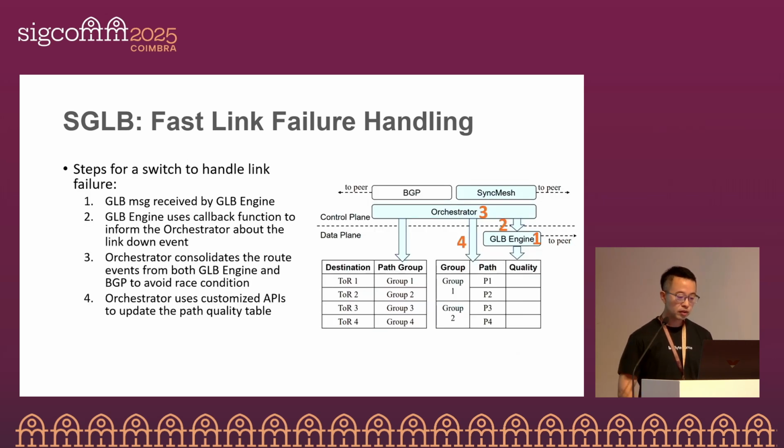Below are the steps for the switch to handle the link failure. First, the GLB message has to arrive at the GLB engine. And second, the GLB engine uses a callback function to inform the orchestrator about the link down event. And third, the orchestrator consolidates the routing events from the GLB engine and BGP to avoid a potential race condition. And finally, the orchestrator uses the customized API to update the path quality table in the ASIC.